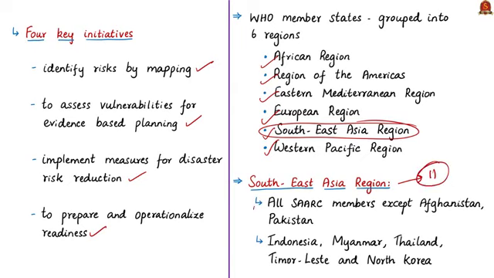All SAARC countries except Pakistan and Afghanistan are included in this region. The other members are Indonesia, Myanmar, Thailand, Timor-Leste and North Korea. Now, let us come to the Southeast Asia Regional Health Emergency Fund.